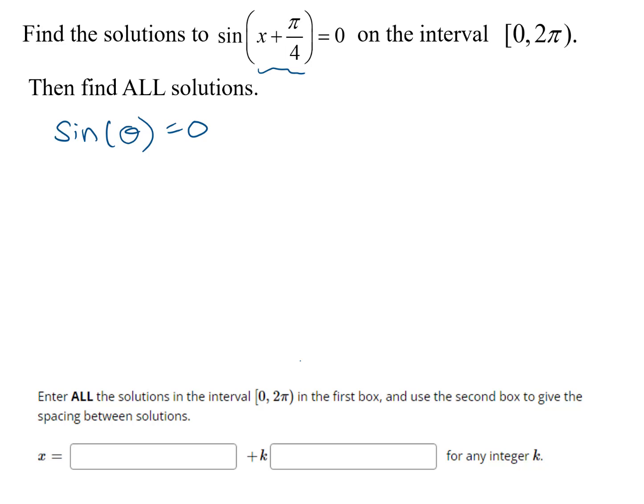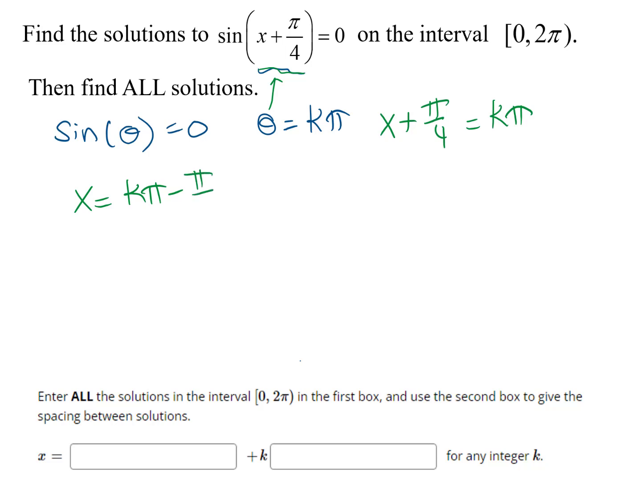So let's think of all the places where sine of theta is 0, and that would be when theta was 0 and pi and 2 pi and negative pi, so basically k pi. Now, we don't want to answer it in terms of theta, we want to answer it in terms of x. And so theta was x plus pi over 4, so let's put x plus pi over 4 equals k pi, and let's solve that for x. So we're going to subtract pi fourths from both sides and have k pi minus pi fourths.